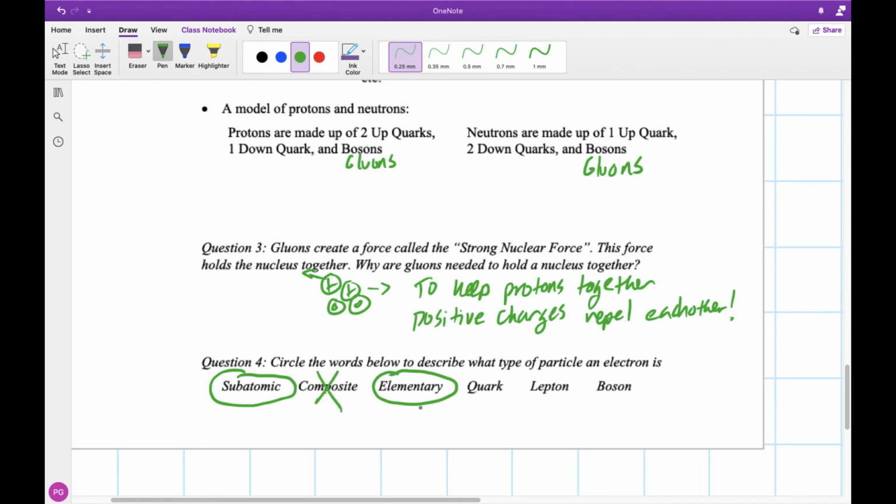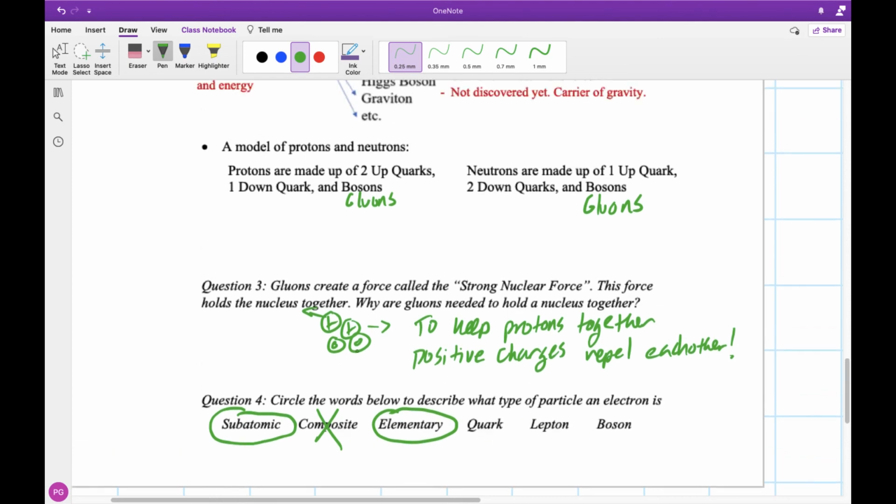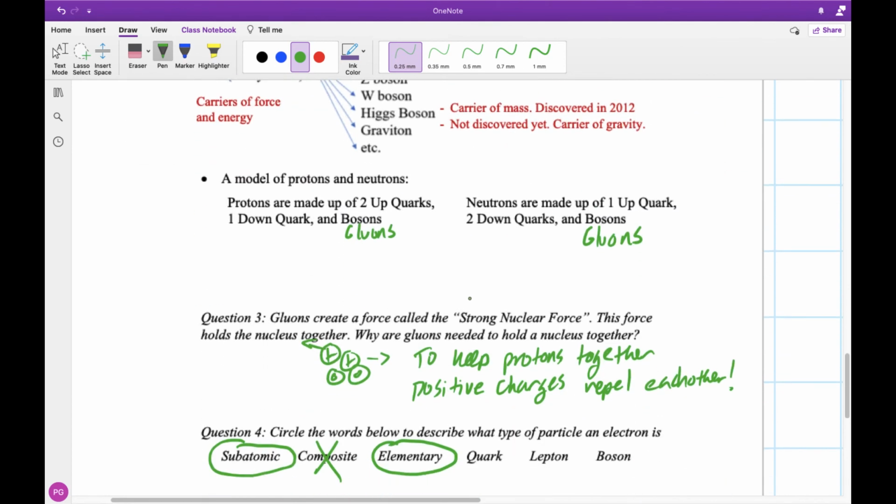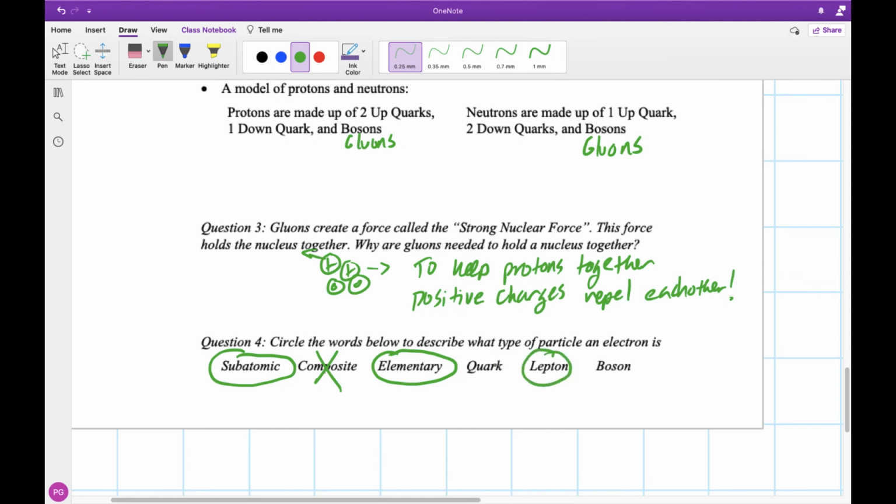That means it's not composite. Composite means it's made of more than one piece. Elementary means it's just made of one piece. It's the smallest piece. So it's, in this case, elementary and not composite. And then quarks, leptons, bosons. You remember those are the three main categories here. And you'll see, based on our diagram, they are a lepton, which means they're not a quark and they're not a boson.